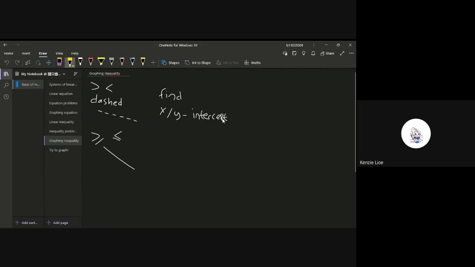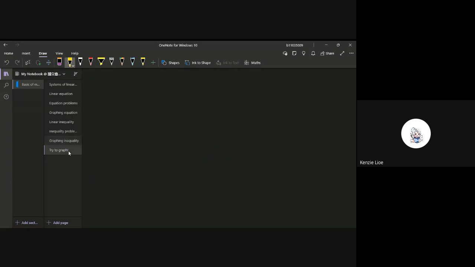First, you find the x or y intercept, and then for this symbol, the graph will be dashed like this, because it's not equal to, so it's going to be a dashed line. And for this equation, the graph will be a straight line, like the linear equation one.